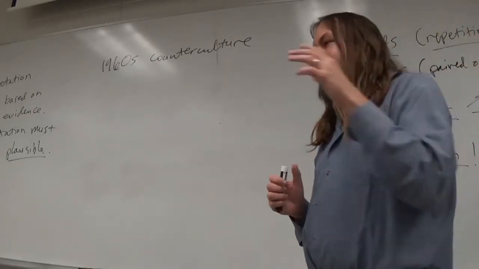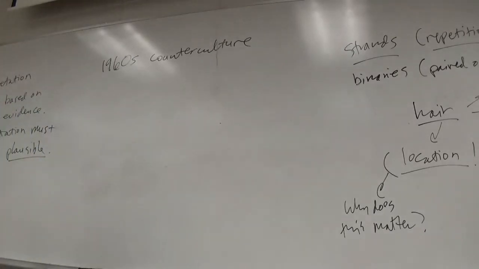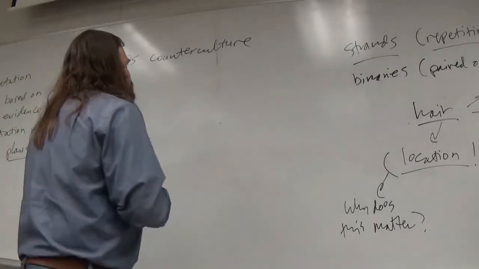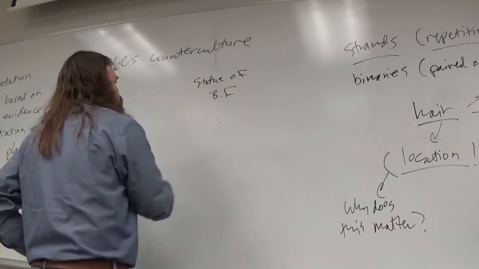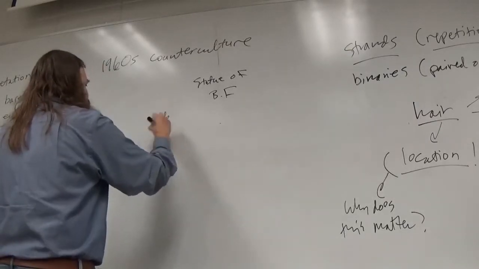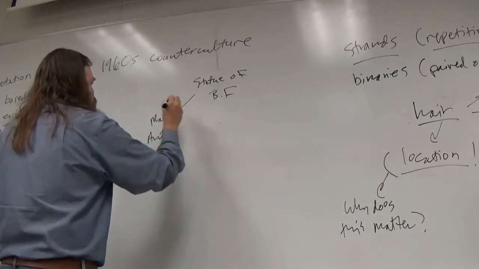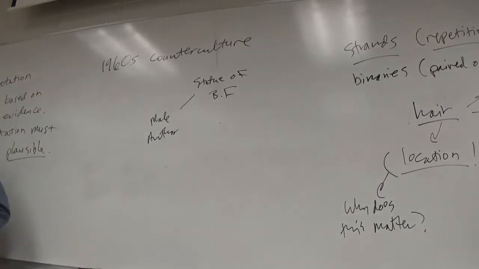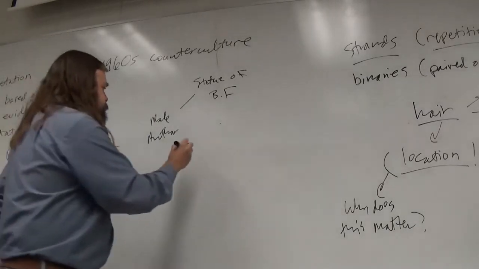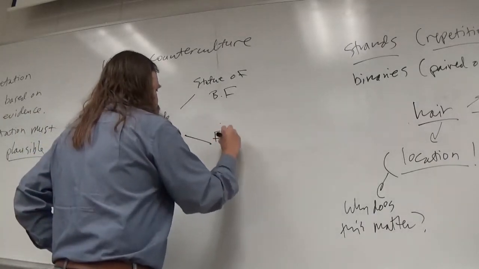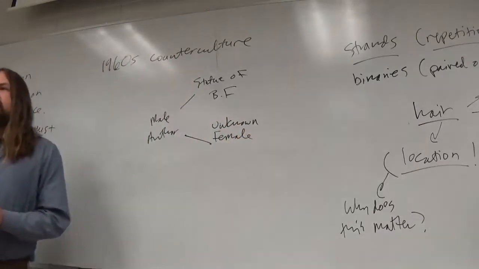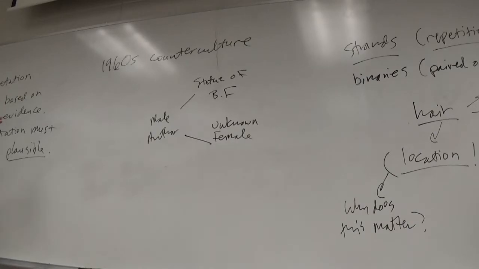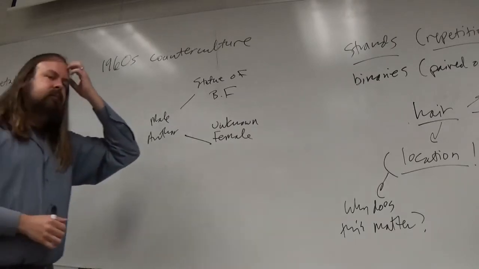And we talked last time about how the image is kind of triangulated. There are three figures in it. You've got the statue of Ben Franklin. You've got the male author standing in the foreground, but below the statue. And you've got an unknown female sitting at the male author's feet and below the statue, at the bottom of the triangle.